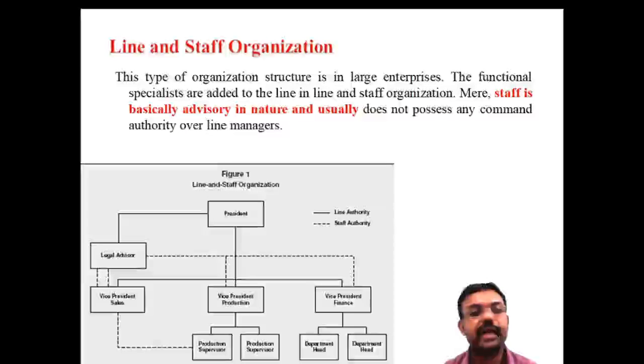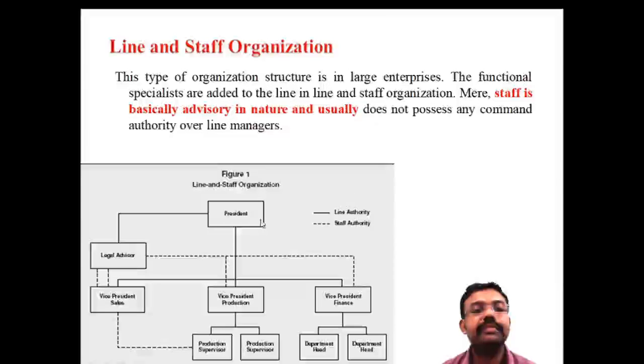That means staff is appointed. This staff gives advice to the top-level managers. This category of organization is known as the line and staff organization. There are two types of authority: line authority and staff authority. They appoint some staff persons, and the staff persons give the necessary suggestions to the top-level managers. So that is one of the important categories. There are two categories, the line and the staff.